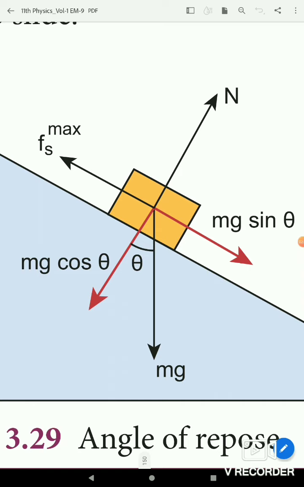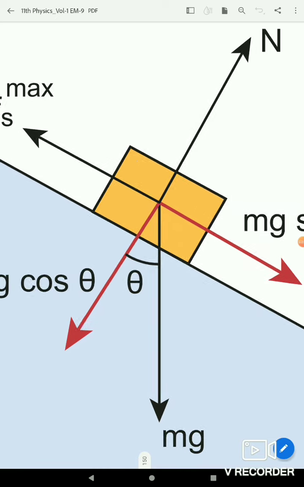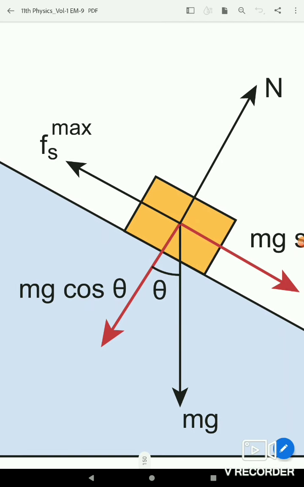But this mg sin theta is along the incline, in this direction. So the acceleration is in the downward direction, and mg sin theta is also in the downward direction. So the frictional force Fs maximum opposes this direction of motion of the object. So Fs maximum opposes mg sin theta and the acceleration direction. But in the direction of the normal and mg cos theta, no acceleration takes place.